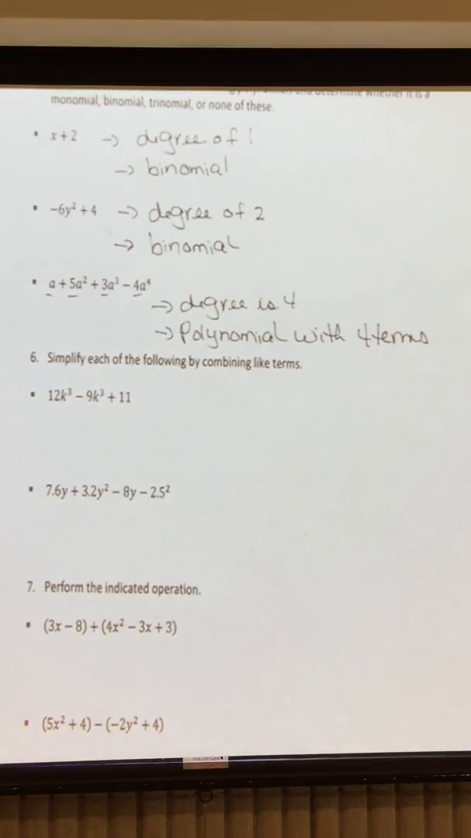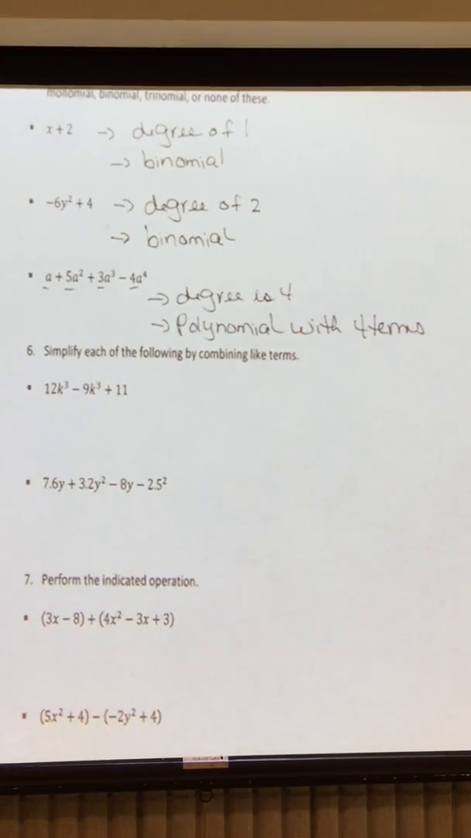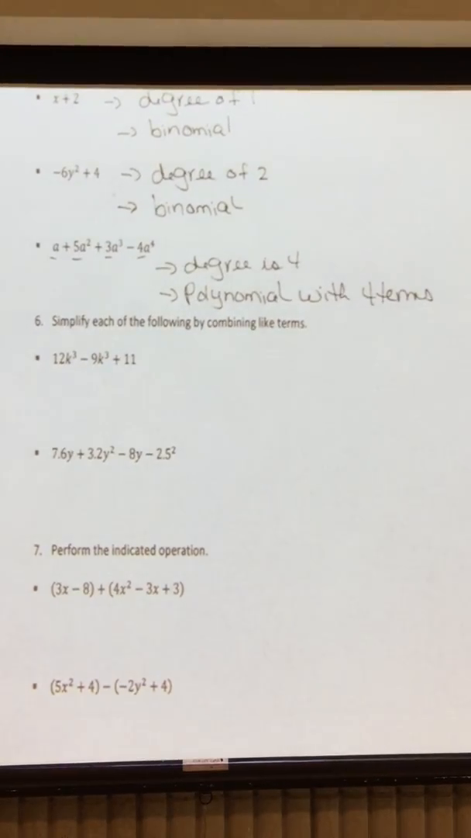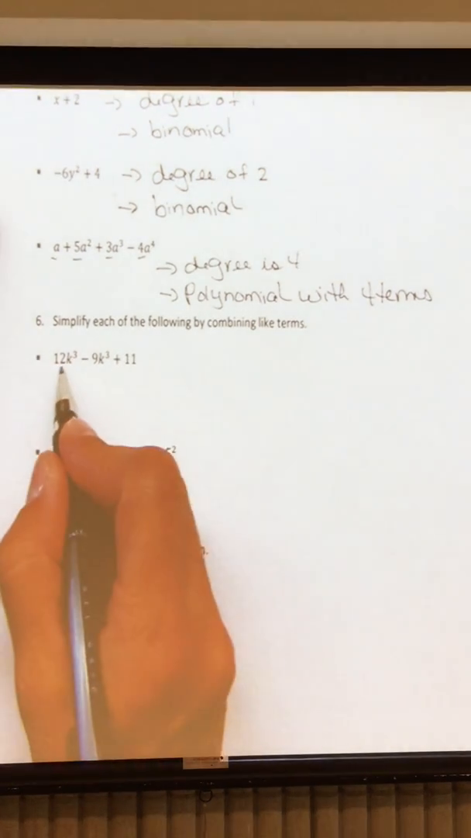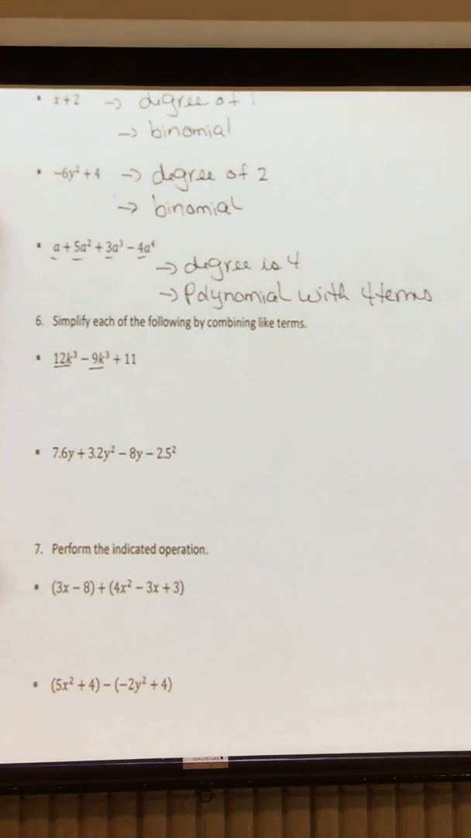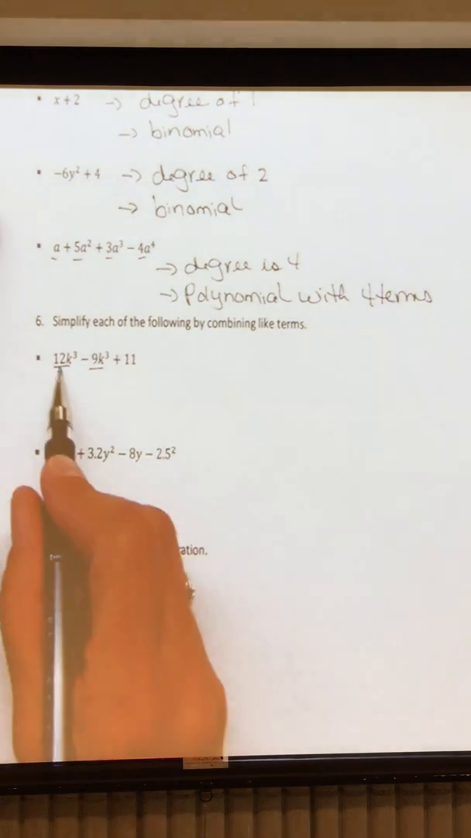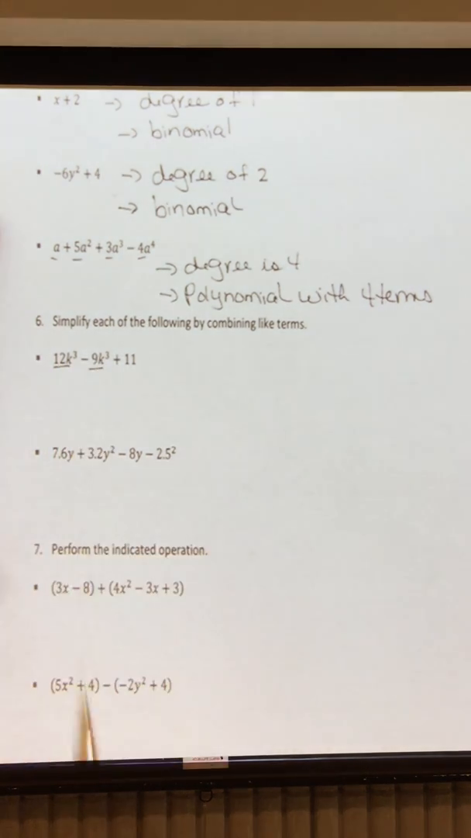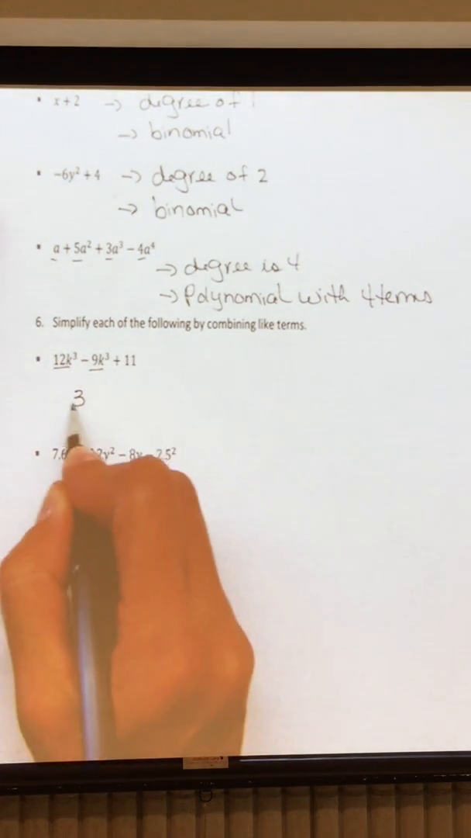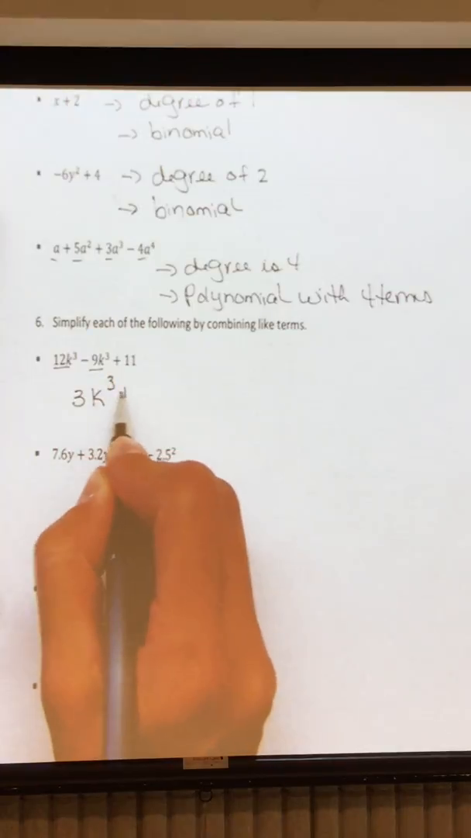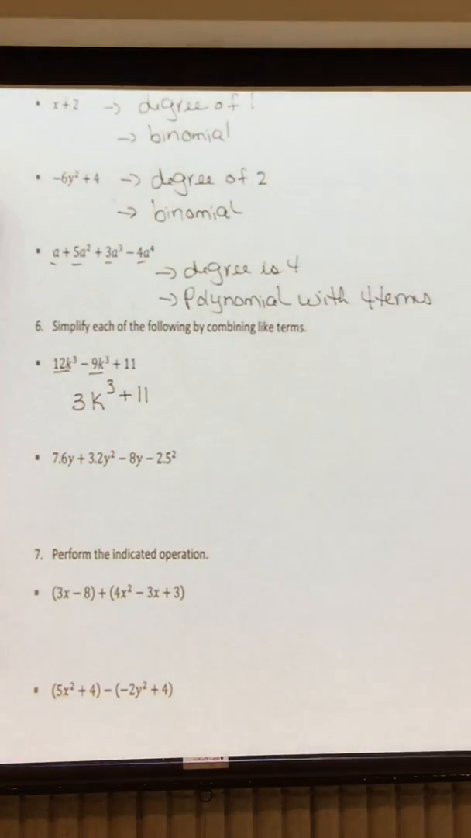Number 6, simplify each of the following by combining like terms. So here when you're combining like terms, you look at the degrees. If the degrees are the same, then you can combine them. So 12k cubed minus 9k cubed, the degrees are the same, so let's subtract. 12 minus 9 is 3, k cubed plus 11. And that is our answer.